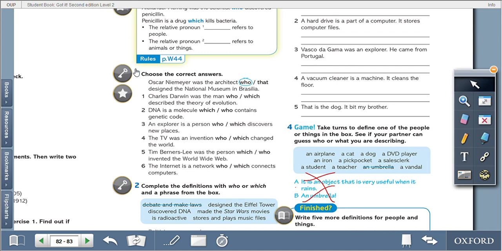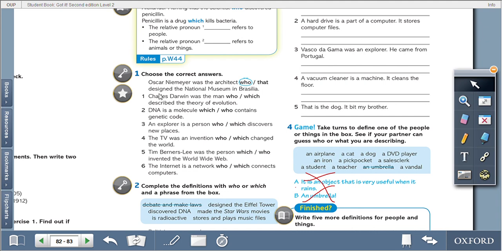Right? For example, here, according to the rules, we can use that. Pero siempre le vamos a dar preferencia al who si hablamos de personas o a which si hablamos de cosas, right? En el caso, por ejemplo, de que acá dijera Oscar Niemeyer was the architect which or that designed the National Museum in Brasilia, por razones obvias, porque no podemos usar which para una persona, vamos a escoger that, pero siempre va a ser como la tarjeta de descarte, right?